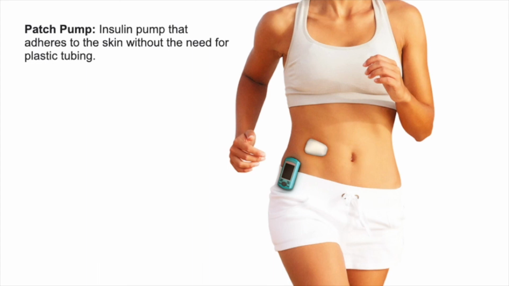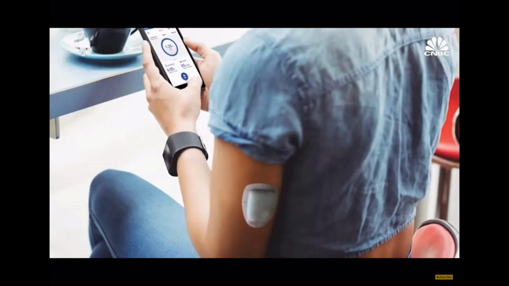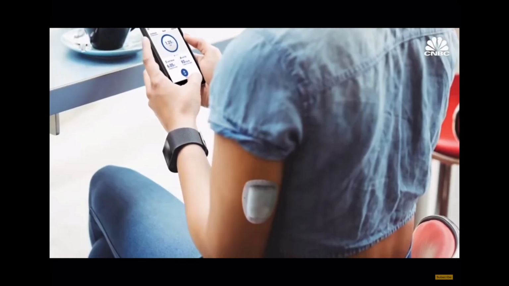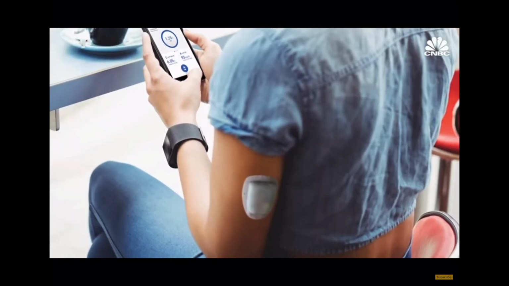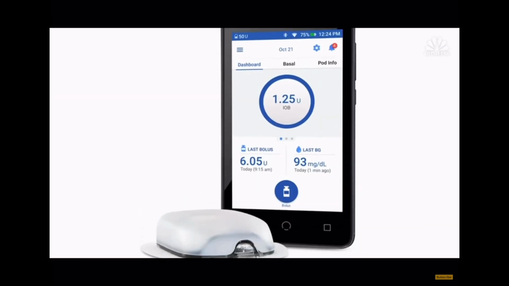Patch pumps and other progressive methods of drug delivery are making insulin delivery even more convenient for diabetics. Patch pumps adhere to the skin without the need for plastic tubing like traditional pumps. They are fully disposable and waterproof, lasting 72 hours on the body and holding up to 200 units of insulin, and use smartphone-like devices as the controller.